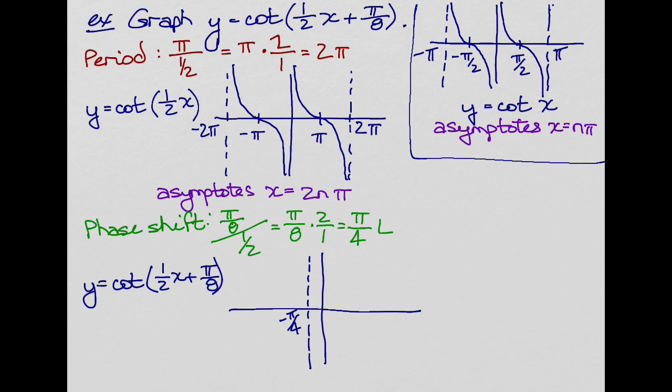Instead of an asymptote at x equals negative 2 pi, it's at pi over 4 below that, so that's negative 9 pi over 4. I had to think about that one. 8 pi over 4 is 2 pi, so 9 pi over 4 is pi over 4 to the left of that. And then over here, negative pi over 4 plus 2 pi is positive 7 pi over 4.